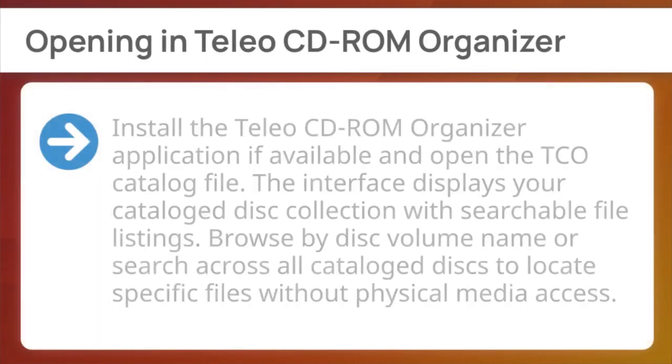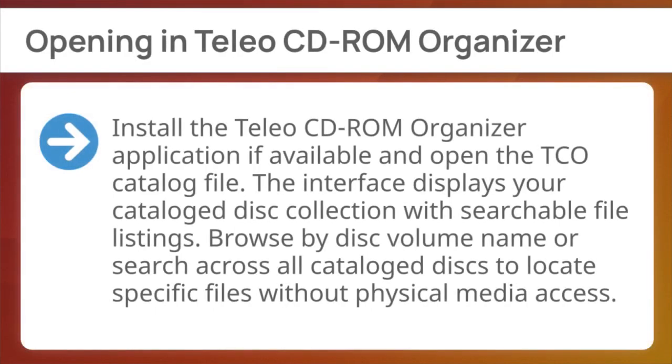First, opening in Teleo CD-ROM Organizer. Install the Teleo CD-ROM Organizer application, if available, and open the TCO catalog file. The interface displays your catalog disk collection with searchable file listings. Browse by disk volume name or search across all catalog disks to locate specific files without physical media access.